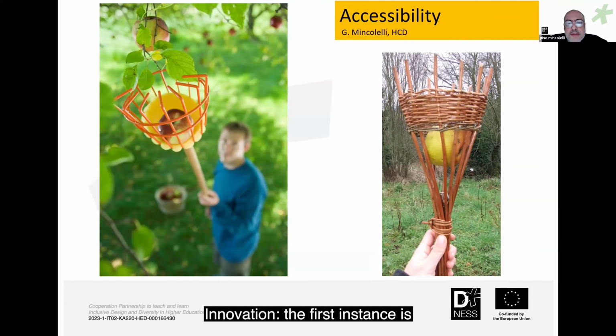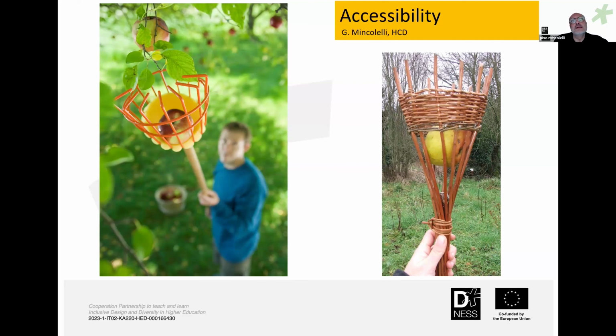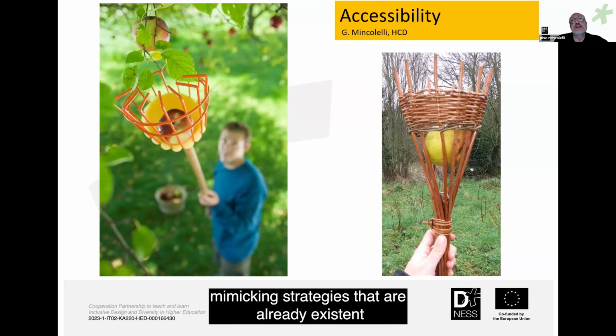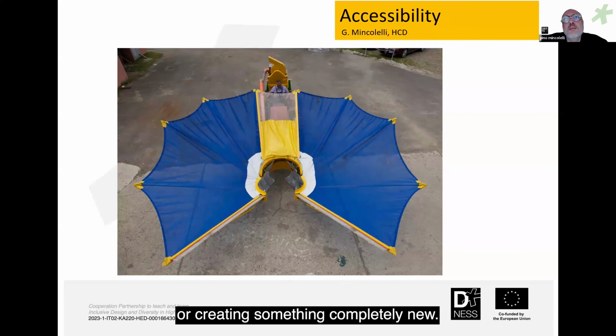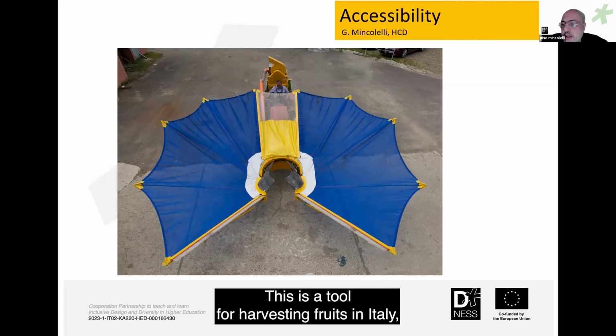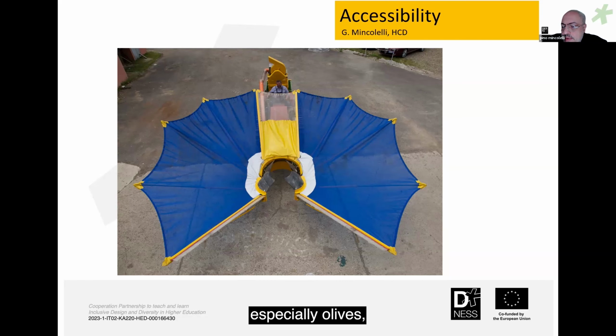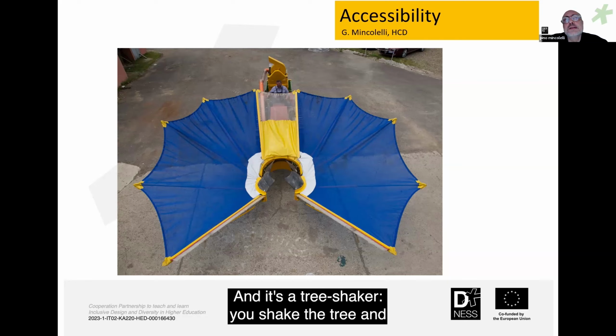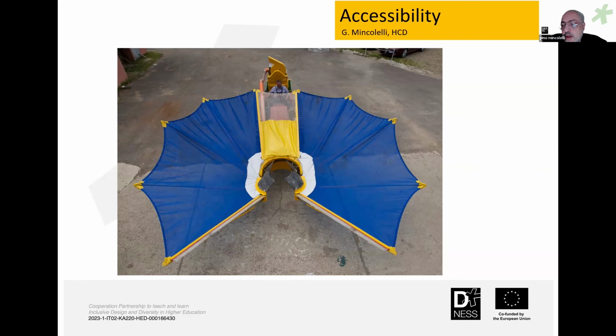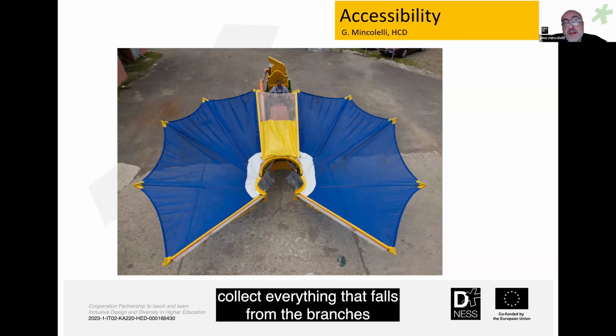Innovation in the first instance is giving shapes to tools, mimicking strategies that are already existent, or creating something completely new. This is a tool for harvesting fruits in Italy, especially olives, for mass production, and it's a tree shaker. You shake the tree and collect everything that falls from the branches.